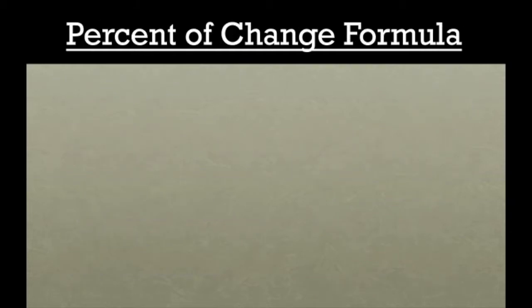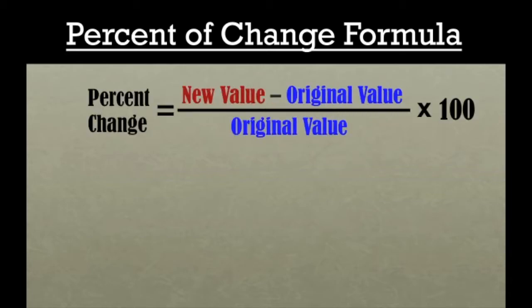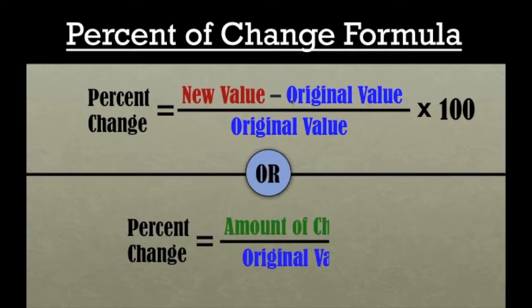Let's start with the percent of change formula. There's 2 that you need to be familiar with, but they both pretty much mean the same thing. One's just better in certain situations. This is the percent of change equals new value minus the original value over the original value times 100. What this does is this actually gives you the second formula, which is this one. The percent of change equals the amount of change over the original value times 100. The new value minus the original value is the same exact thing as the amount of change. So make sure you understand those formulas, make sure you have those down, and let's go on to a few examples.